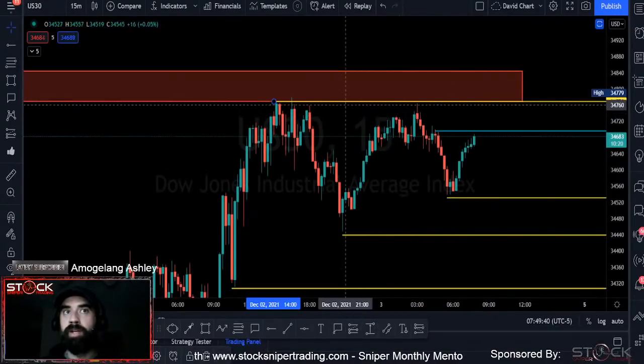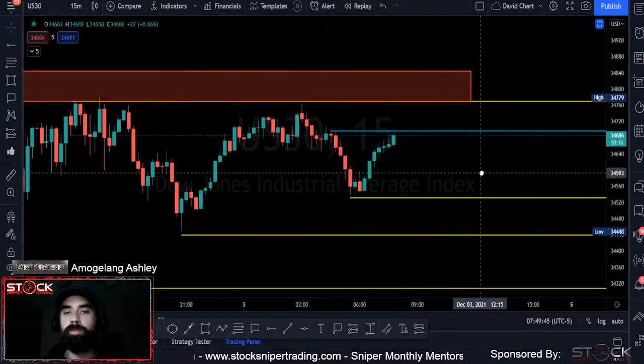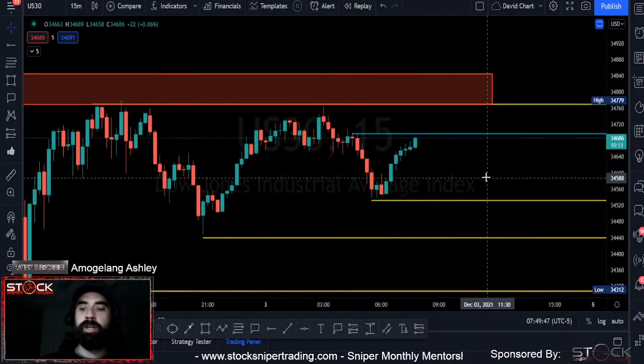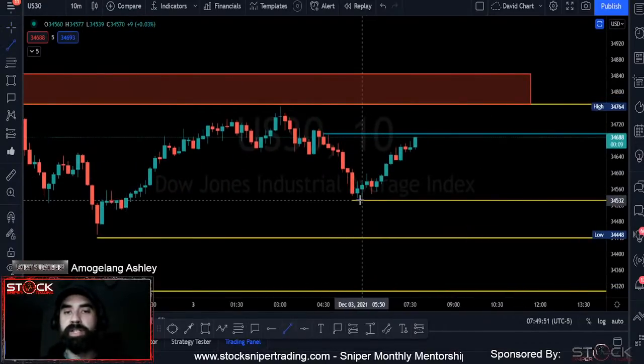Sorry guys, my bad. You had another resistance starting to form right here. So what I see right now in the 15, I'm going to drop it now down to the 10. So look at this steady uptrend here, guys.